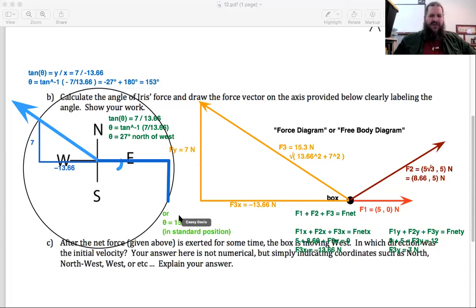And note that that's the same angle in standard position we were looking at earlier anyway. So either way, we get the same result, that the force exerted by Iris is 15.3 newtons at an angle of 27 degrees north of west, which could also be called 153 degrees in standard position.